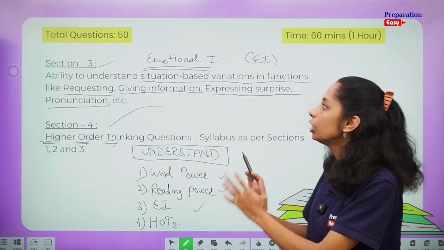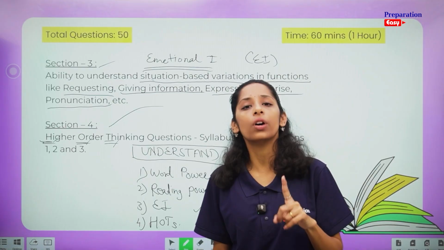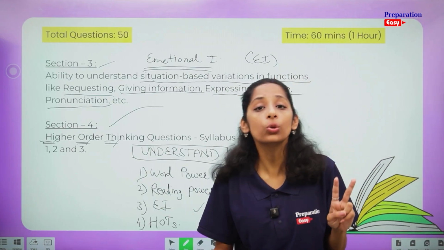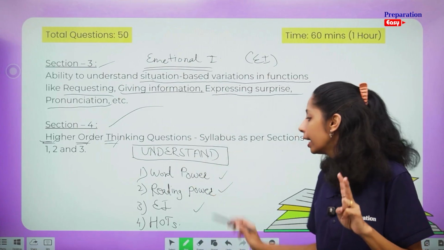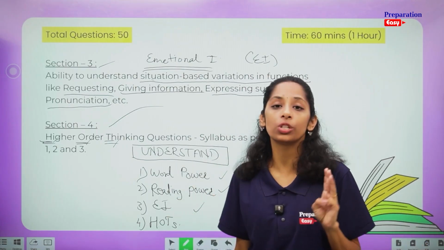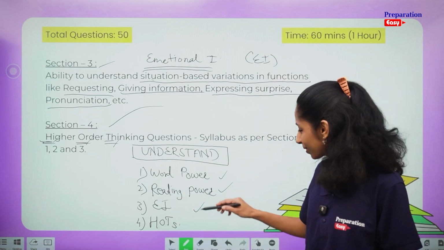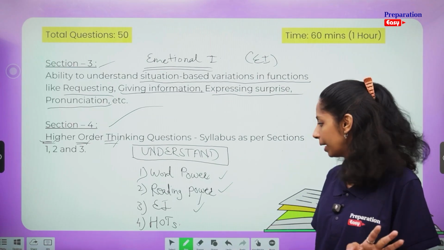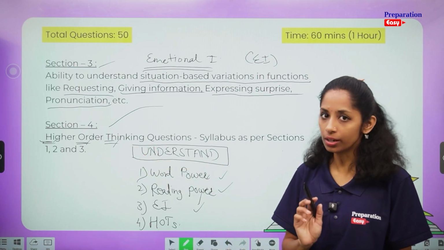For the time being, we saw that section 1 is all about word power. Section 2 is how you read and respond. Do you understand the power of reading? And third is about your emotional intelligence. And fourth is about all of the above, option 1, option 2, option 3, but in higher order thinking.